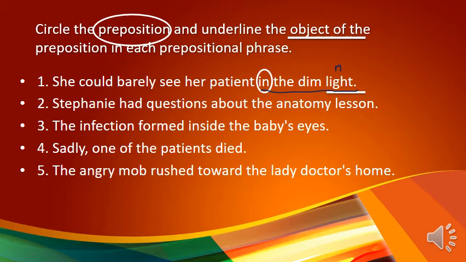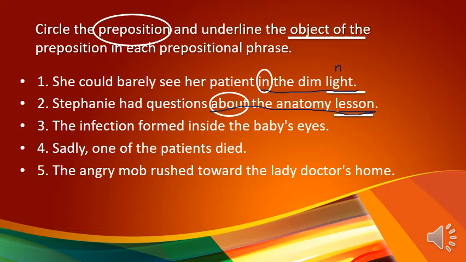Number 2, Stephanie had questions about the anatomy lesson. So now, where is the preposition? About is the preposition. The prepositional phrase is about the anatomy lesson. So which word here is the noun? The object of preposition is the most important word in the prepositional phrase. If I say about the anatomy, this doesn't give the full meaning. We are talking about a lesson here. So the word lesson is the object of preposition because it's the most important word in the prepositional phrase.